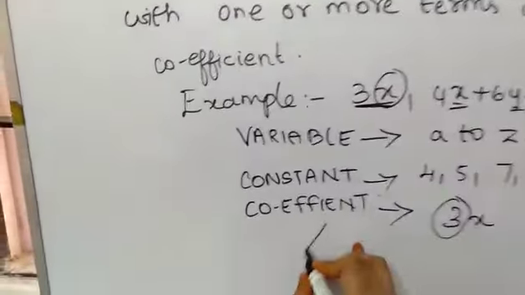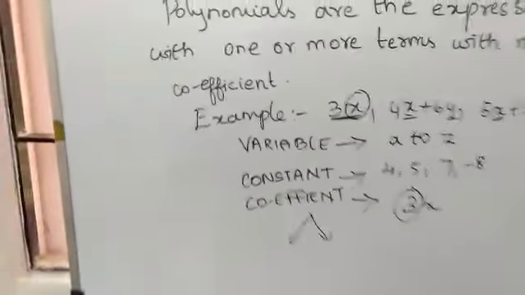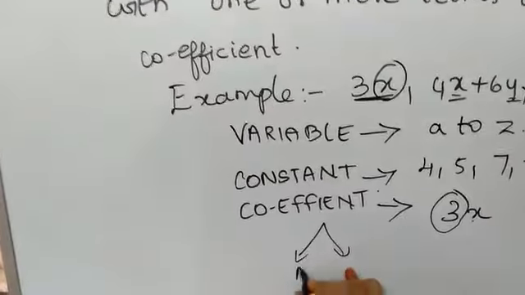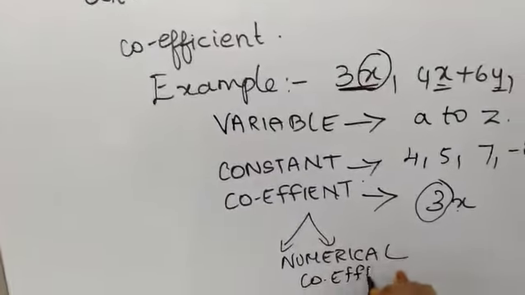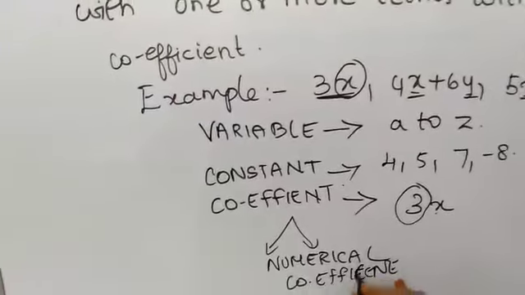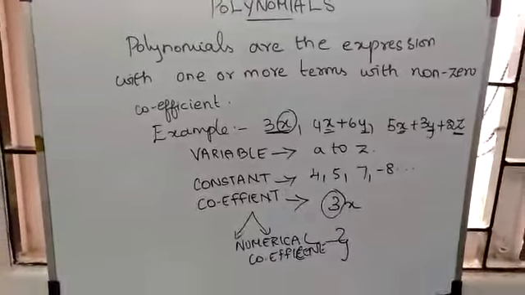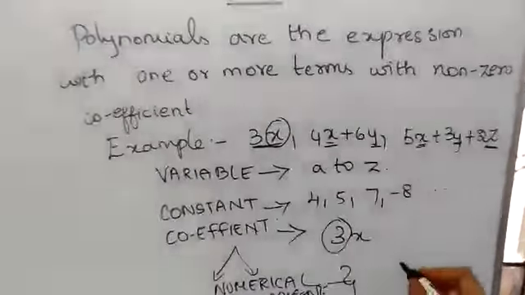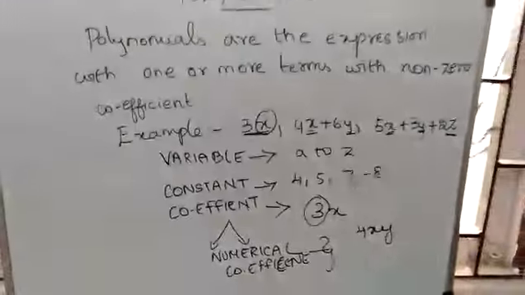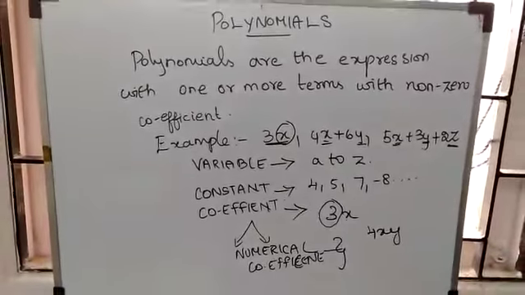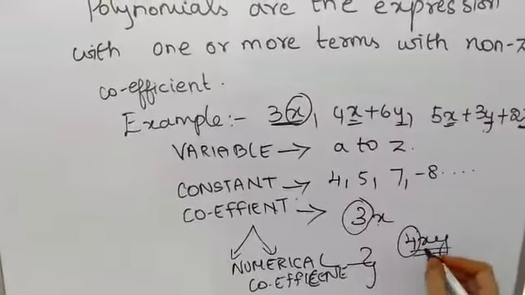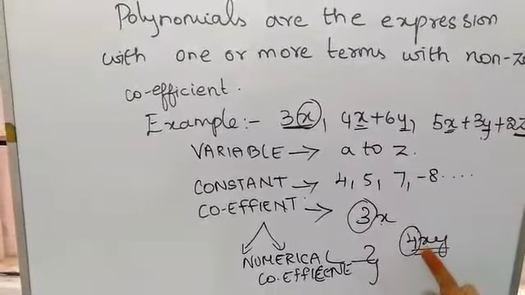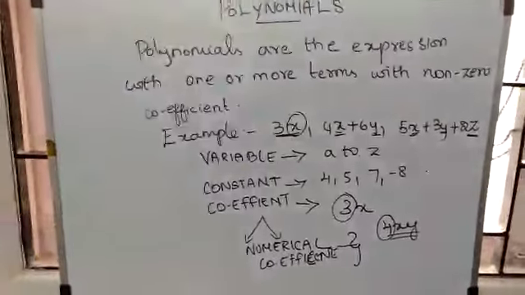Now, we have a classification in the coefficient. We have coefficient and numerical coefficient. So what is a numerical coefficient? The numerical coefficient is nothing but the numerical value before the variable. For example, if we say 4xy, and ask to write the numerical coefficient of the variable given in this term, the numerical coefficient over here is 4. So for xy, the variable, the number before the variable is 4. So the numerical coefficient is 4.